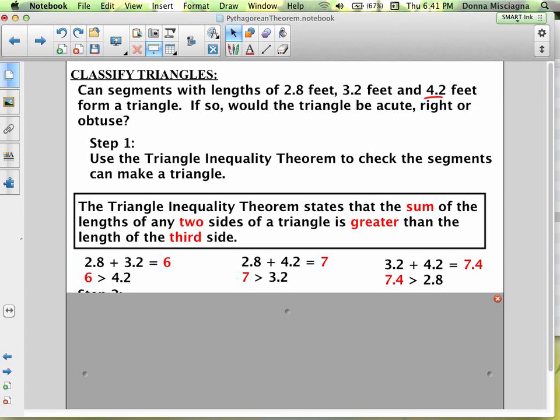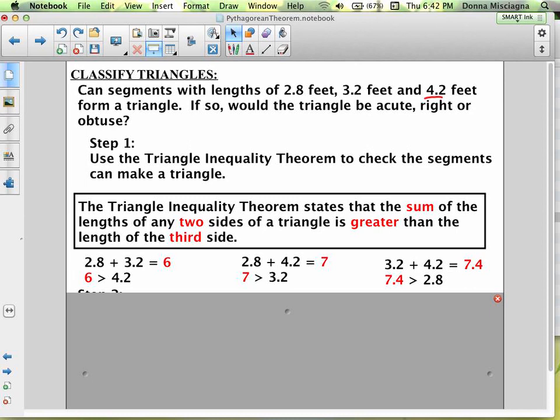What if we add up 2.8 and 4.2? What if we add up those two sides? Well, 2.8 plus 4.2, that's 7. And 7 is greater than the third side, which is 3.2. So that one checked out. What if we add the two longest sides, 3.2 and 4.2? Would that be greater than the smallest side? Well, of course. 3.2 plus 4.2 is 7.4, and that is greater than 2.8.